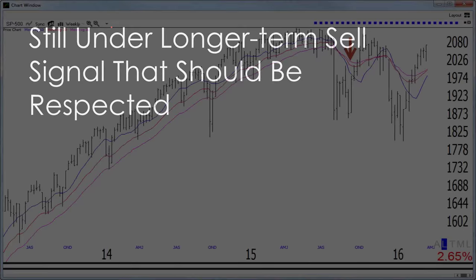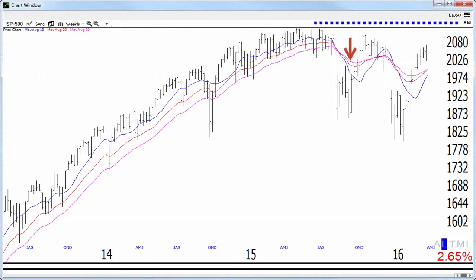One other point to point out, we're still under a long-term sell signal. This is the weekly S&P 500. This is our bow tie. This is our sell signal, okay? Last couple times this happened on the sell side, the market lost 50%. Last couple times this happened on the buy side, the market went up 100% or more, or 200%. Will this one work? I don't know. Am I interviewing myself? Yes, kind of like John McCain used to do.